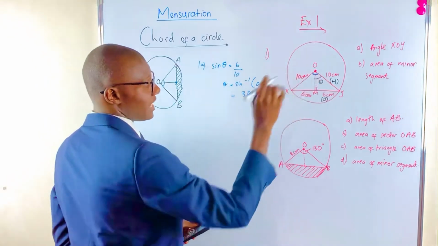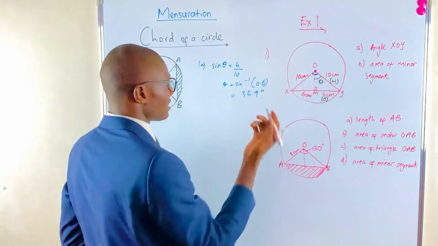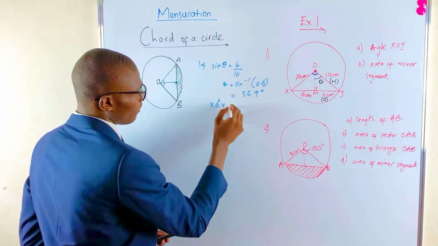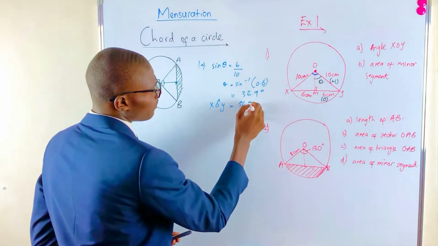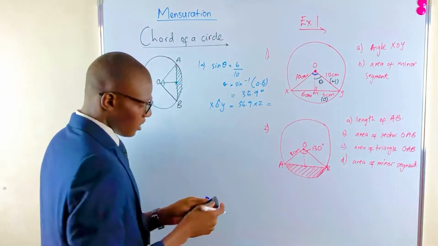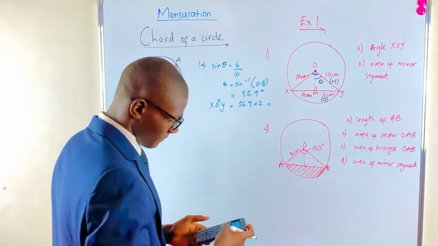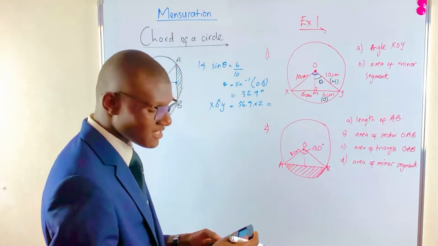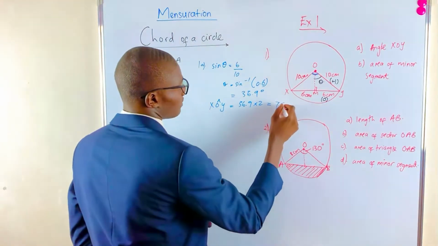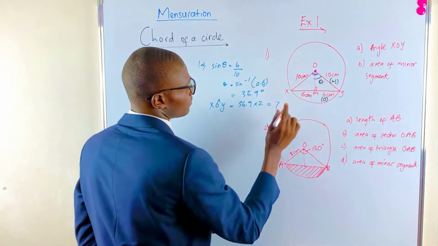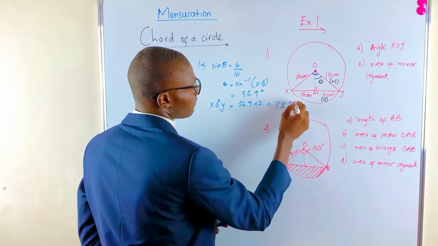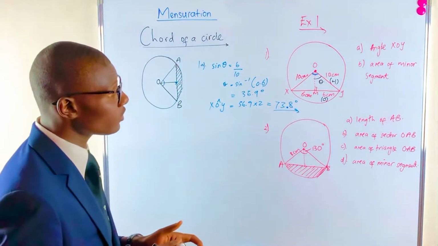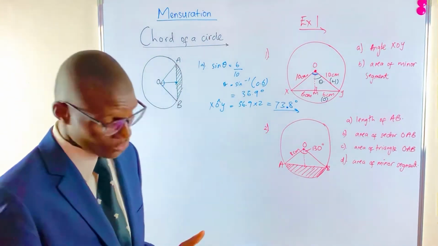So it's that angle. But we know these are two equal angles, so the angle XOY would be equal to 36.9 times 2, which gives us 73.8 degrees. This would be the angle XOY.